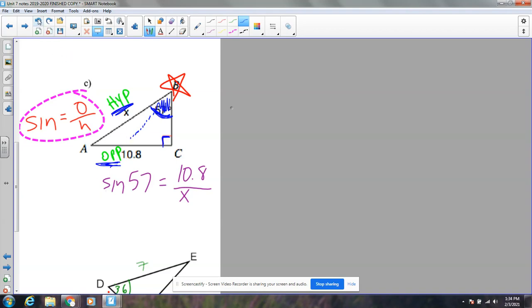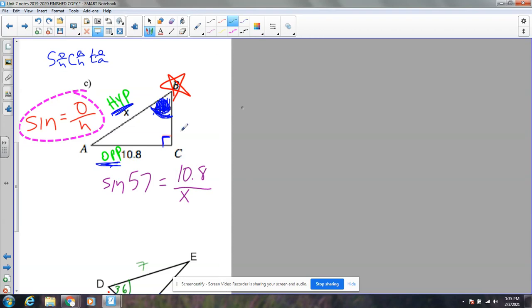So in this case, since we're working with the hypotenuse and the opposite out of our SOHCAHTOA, that means we're using the sine ratio. Again, SOHCAHTOA. Sine is the opposite side over the hypotenuse. Cosine is the adjacent side divided by the hypotenuse, and tangent is the opposite over the adjacent. So in this case, the sine of 57 degrees is equal to the opposite side, 10.8, divided by the hypotenuse, which is x.